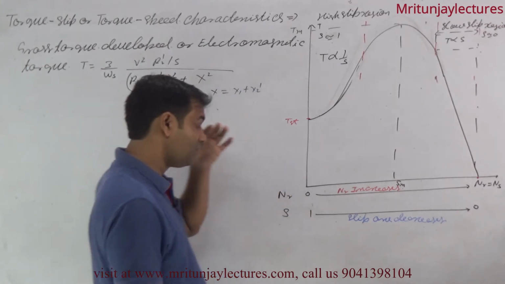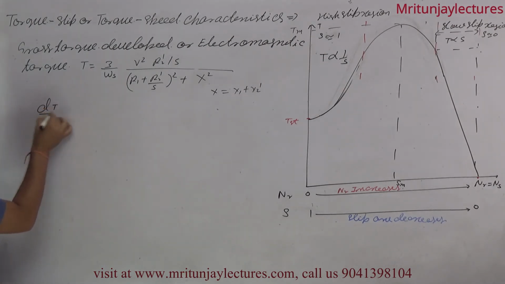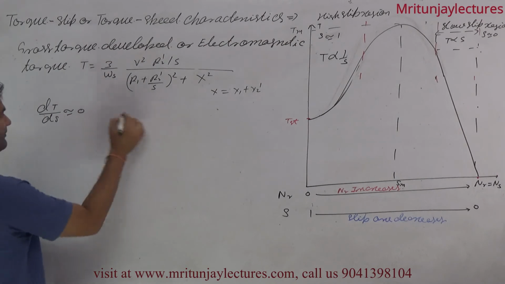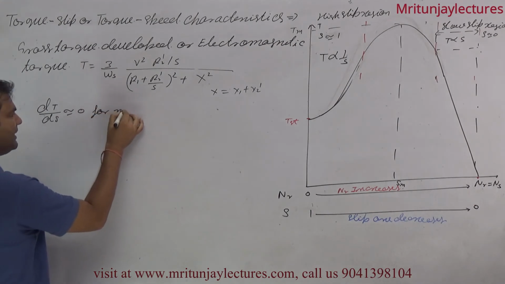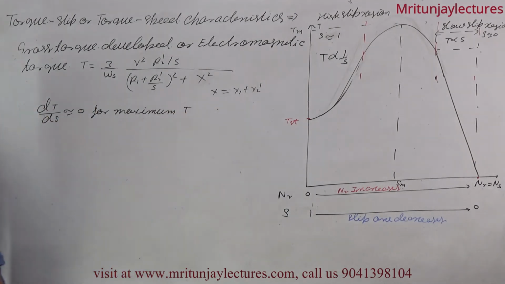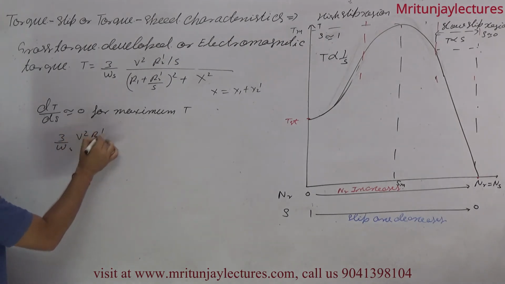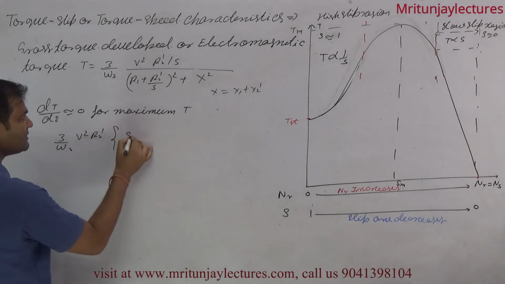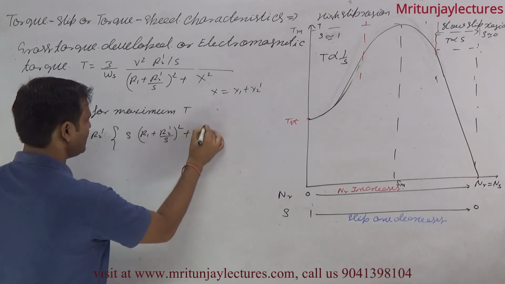Now I will discuss maximum torque. Maximum torque depends upon slip. So dT/dS for maximum or minimum, that is dT/dS equal to 0. Okay, so dT/dS equal to 0 for maximum torque. Okay, so 3 by omega s V squared and R2', that is S into (R1 + R2'/S) the whole squared plus X squared, like this one.